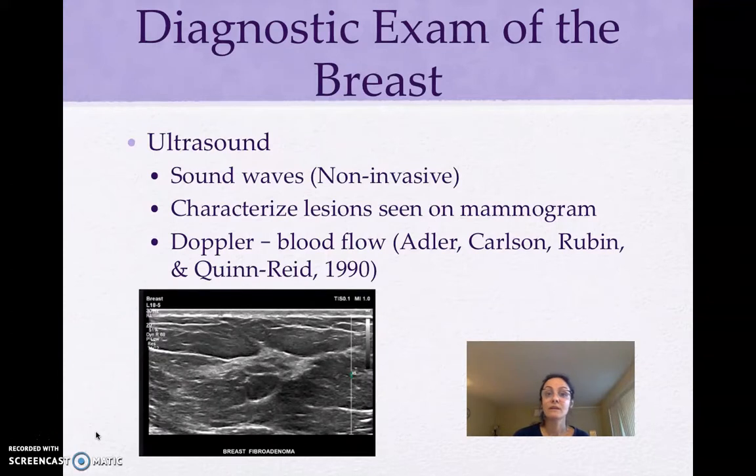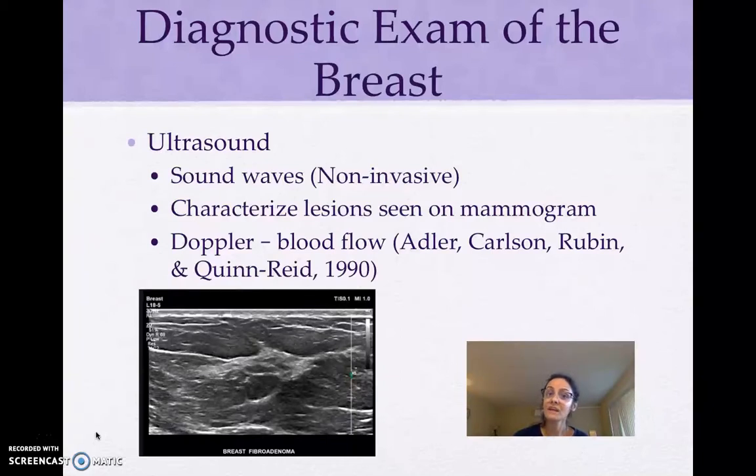Okay, so now the exam has been changed from a screening to diagnostic. Diagnostic exam of the breast mostly is done by ultrasound. Also, they do mammography in some places and they do MRI, but mostly ultrasound is the most common use for diagnostic exam of the breast. So the ultrasound is a machine using sound wave. It's non-invasive, doesn't have any radiation, and is actually more comfortable than mammography. And it characterizes the lesion that is seen on the mammogram.